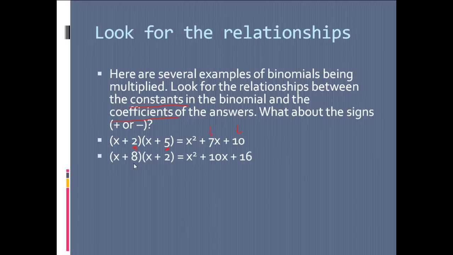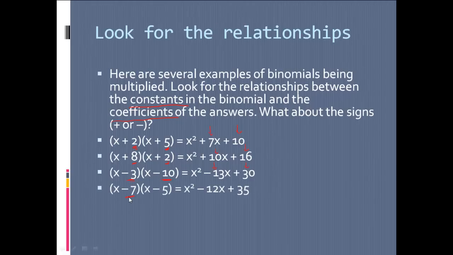Here's another example. My constants are 8 and 2. So you want to ask yourself, how are 8 and 2 related to the 10 and to the 16? Now this one, my constants are negative 3 and negative 10. And you want to look at how that relates to this negative 13 and the 30. Next one is negative 7 and negative 5. So how does that relate to my negative 12 and my 35?